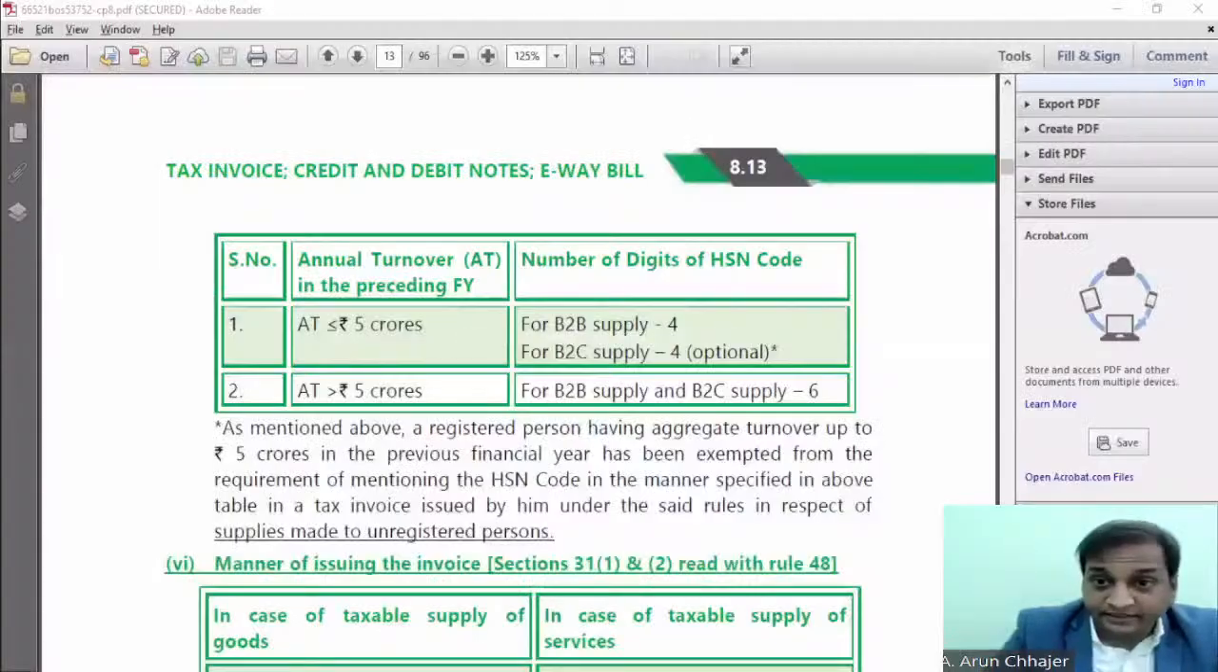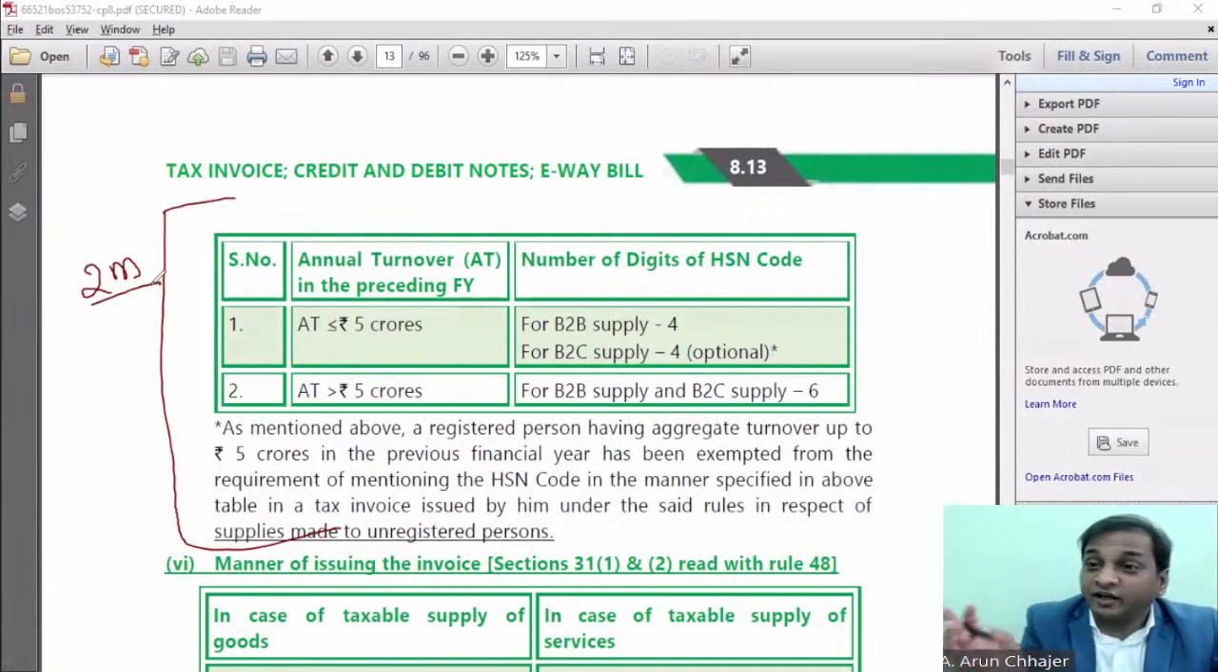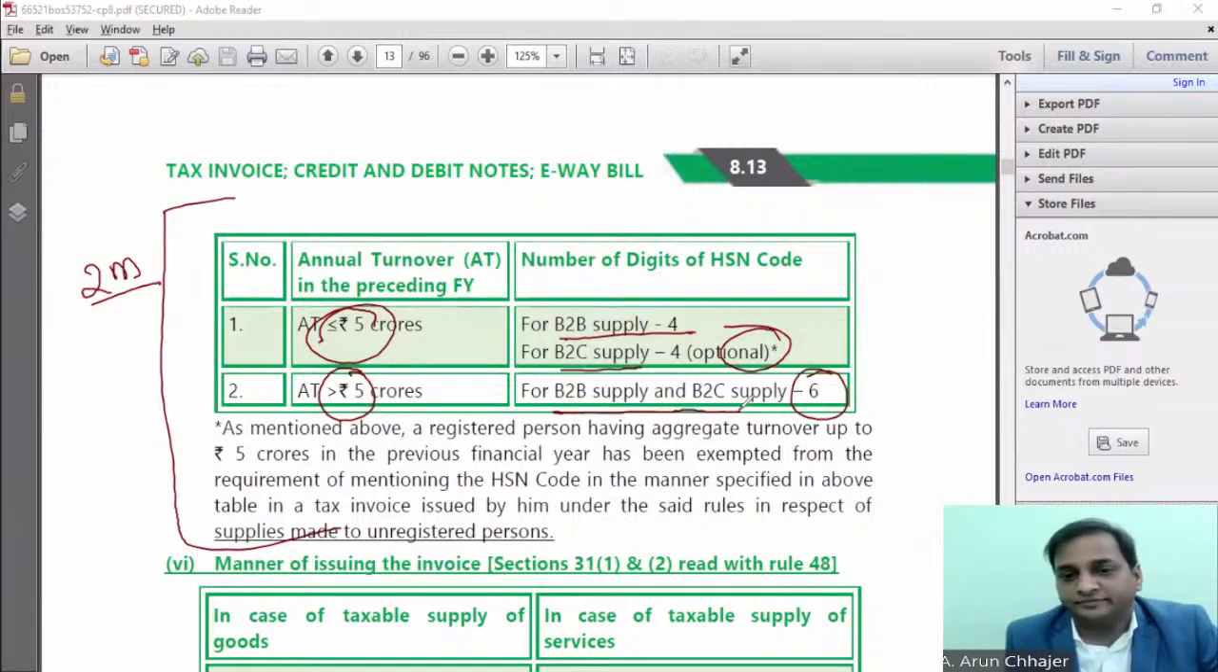So you may expect this theory question for 2 marks: what is the requirement to mention the HSN code on the tax invoice? If up to 5 crore, then B2B 4-digit, B2C optional. Exceeding 5 crore, 6-digit, both for B2B and B2C.